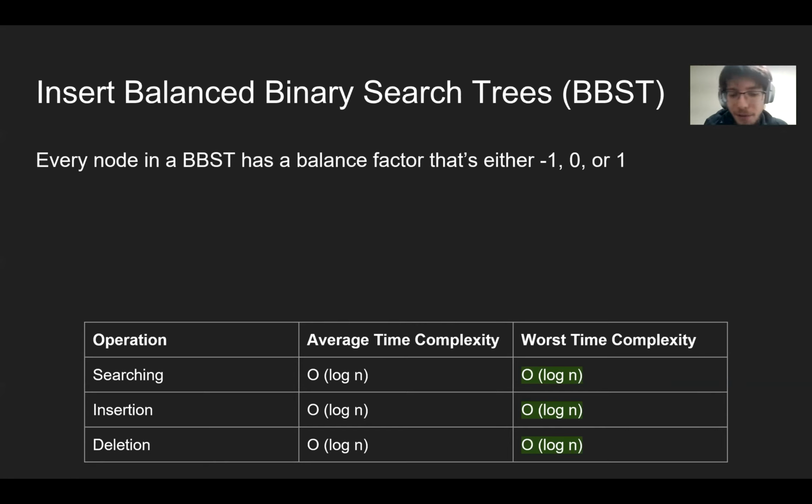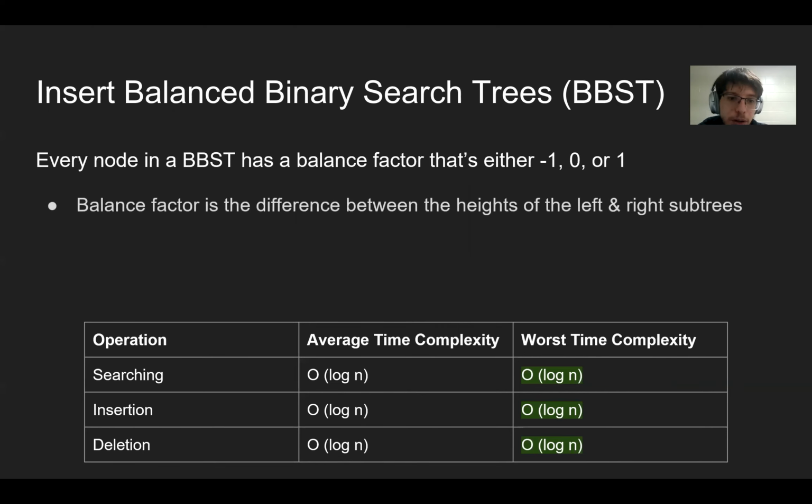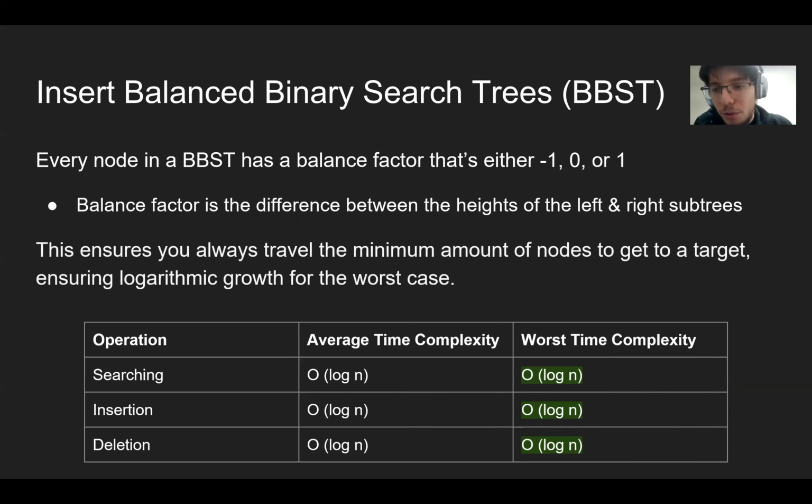So I proved it one way, but there's another way of looking at it, which is that every node in a balanced binary search tree has a balance factor of -1, 0, or 1, and it's the difference between the height of the left and the height of the right. So it ensures that you always have the minimum number of nodes to get to the target.